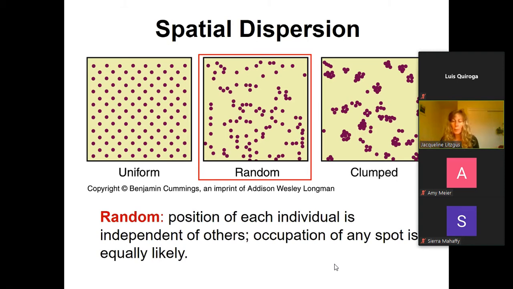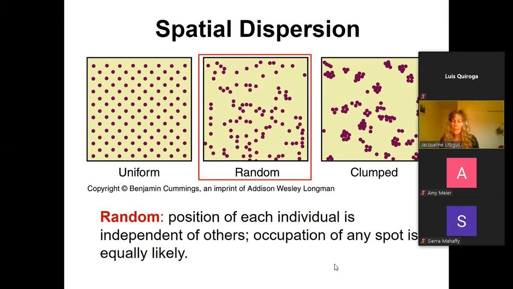Okay. So random distribution is actually quite rare in natural systems, partly because it can only occur when the environment is uniform across the board, right? Resources have to be equally available throughout the year, and there has to be no interactions among individuals that result in attraction or avoidance type behaviors, right? So there's no competition happening there.